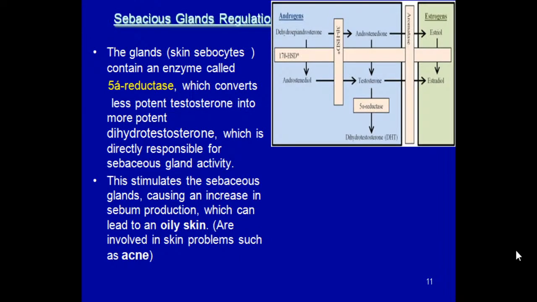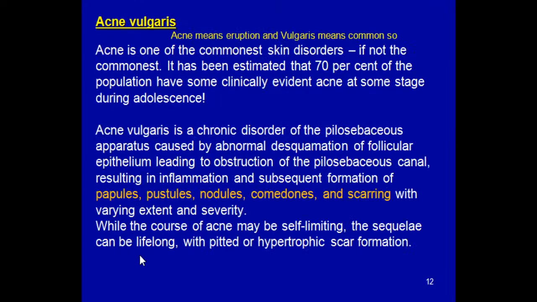Sebaceous gland regulation: the skin sebocyte contains an enzyme called 5-alpha reductase, which converts the less potent testosterone into the more potent dihydrotestosterone, which is directly responsible for sebaceous gland activity. That stimulates the sebaceous gland, causing an increase in sebum production, which can lead to oily skin or be involved in skin problems such as acne. Acne vulgaris. Acne means eruption and vulgaris means common.